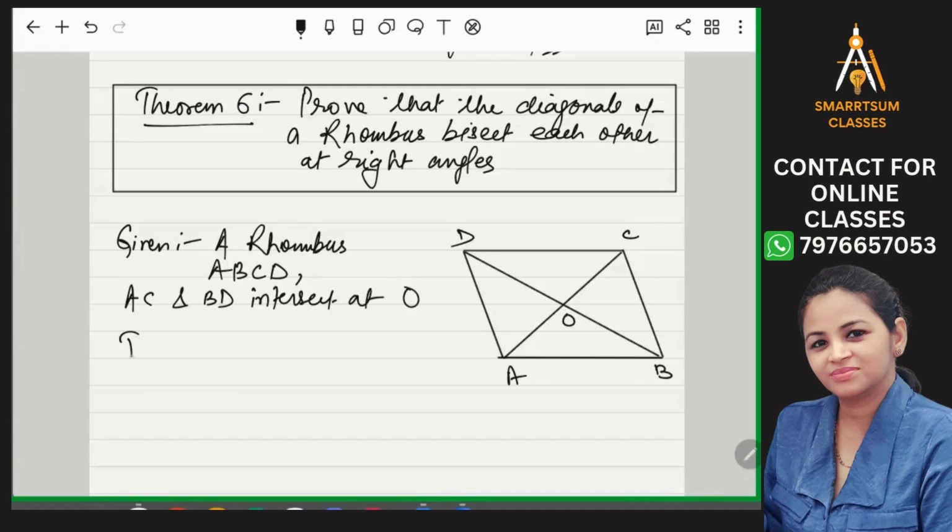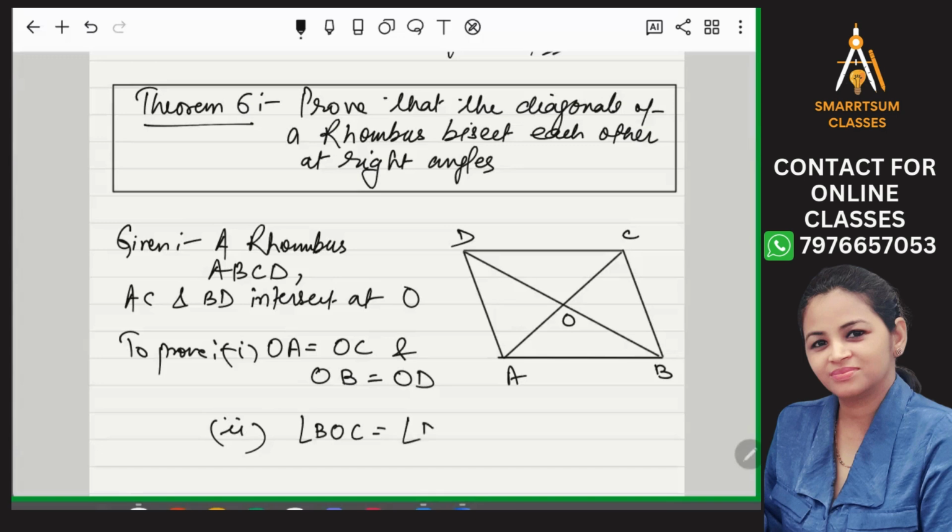Now, what we have to prove? We have to prove that OA is equal to OC and OB is equal to OD, right? First, we have to prove that they are bisecting each other, the very first part. And in the second part, we have to prove that angle BOC is equal to angle DOC is equal to angle AOD is equal to angle AOB is 90 degrees. Means this angle, this angle, this angle, these are all 90 degree angles.